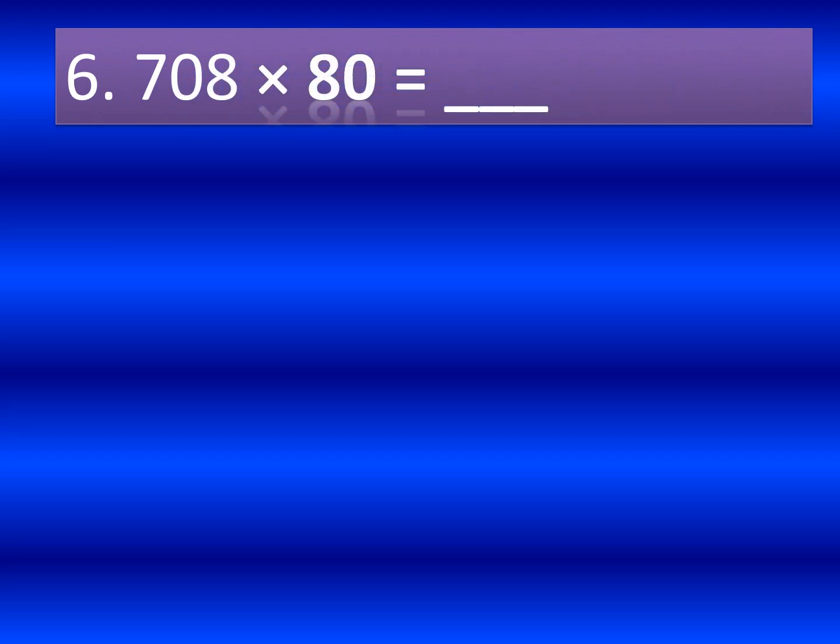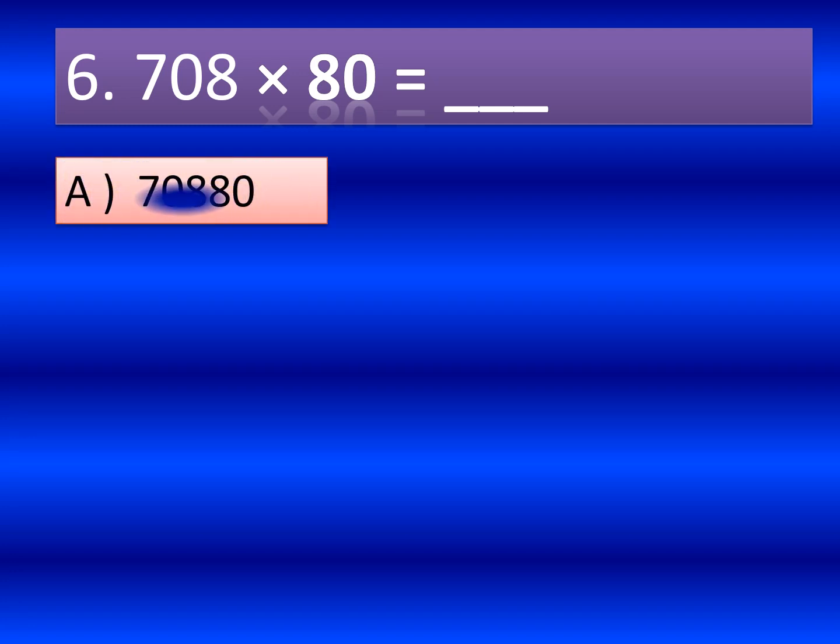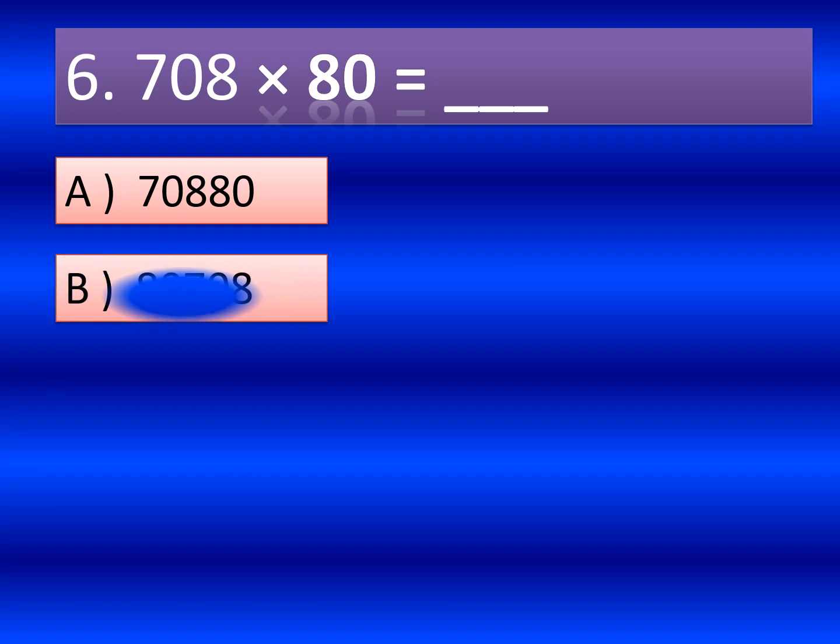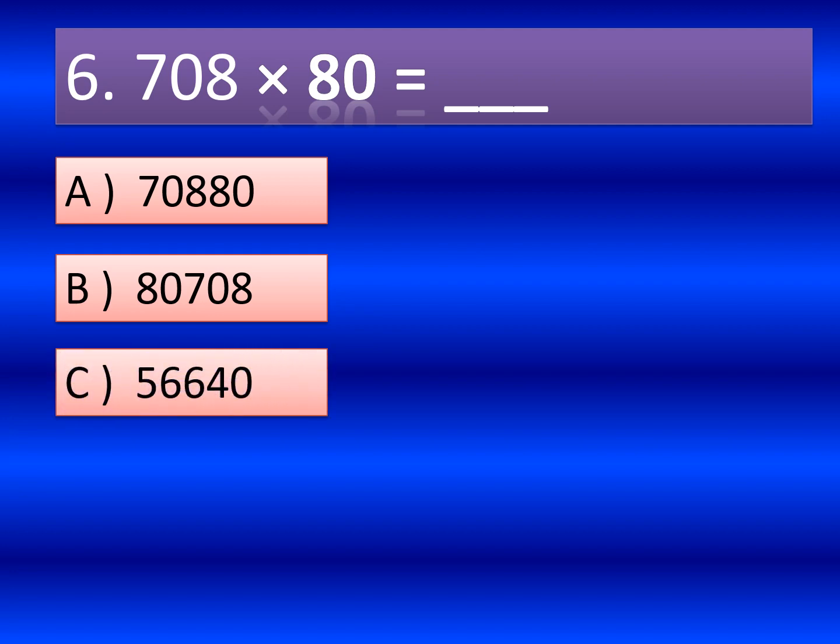So the next question is 708 into 80 is equal to dash. Option A, 70,880. Option B, 80,708. Option C, 56,640.